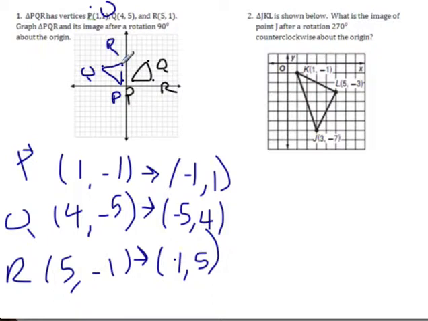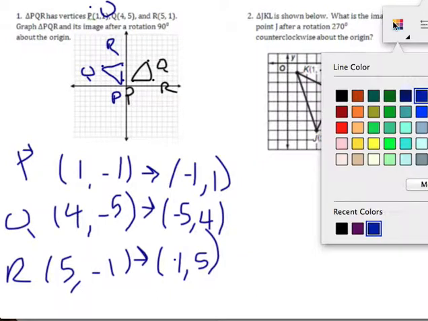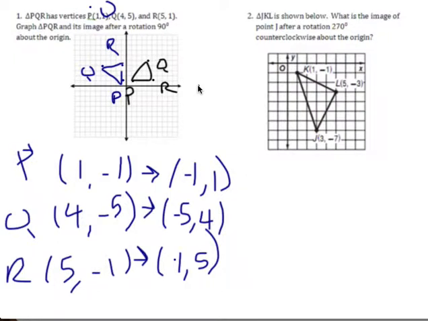Okay, take a look at number 2. JKL is shown below. What is the image of point J after 270-degree rotation counterclockwise about the origin? So what we want to do is we just want to focus on the point J. So J is at 3, -7, and we want to do 270.